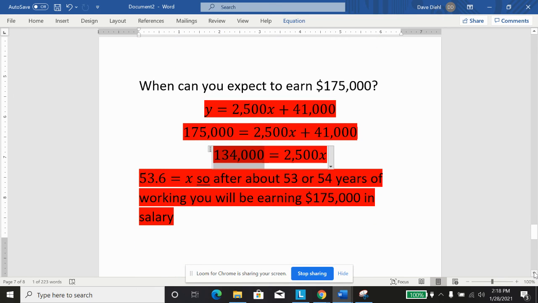And you might just tell your boss, you know what? I'm never going to work here 53 years, and I deserve 175,000 a lot sooner than that. So we have to increase this number. All right. That's what you could tell your boss.